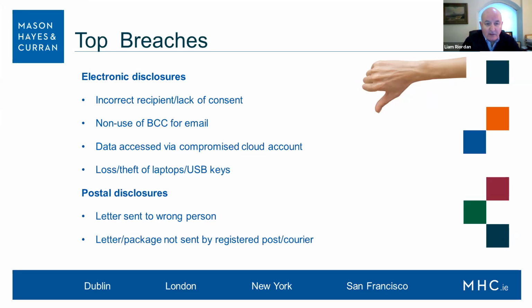Electronic disclosures can happen very simply. The incorrect recipient of an email address or a lack of consent in forwarding documentation. I recently had a case where an SNA wanted to communicate concerns she had in relation to a student in her care. She wanted to inform the principal, but she was negligent in doing that.